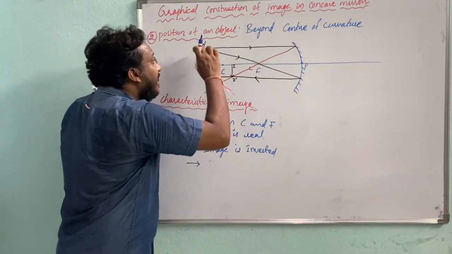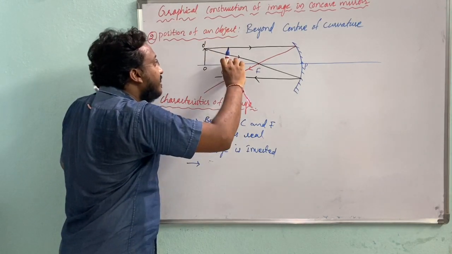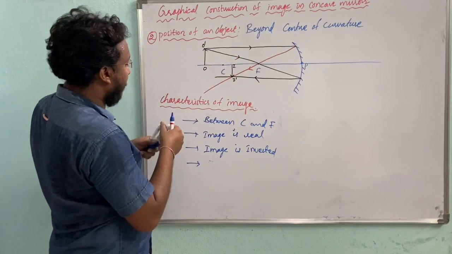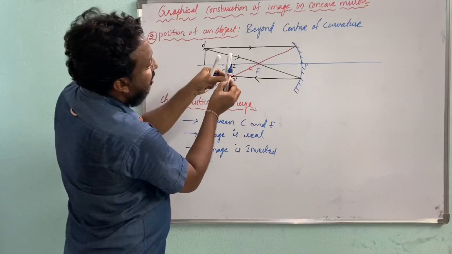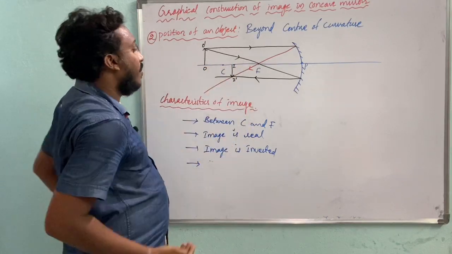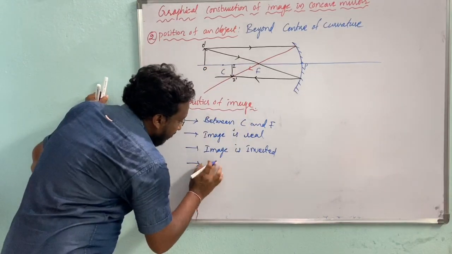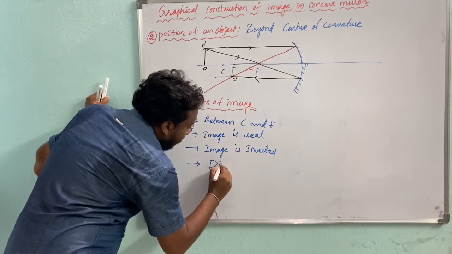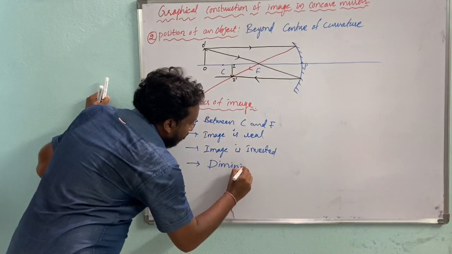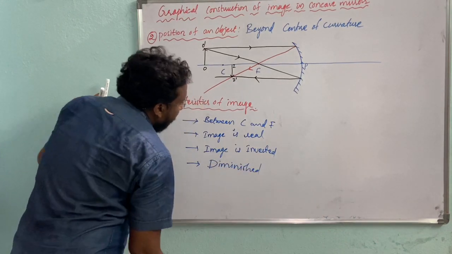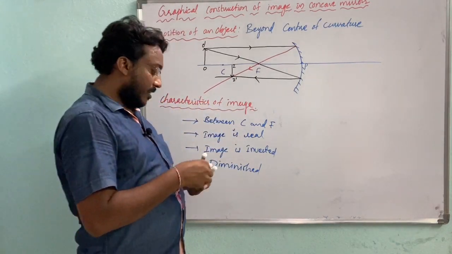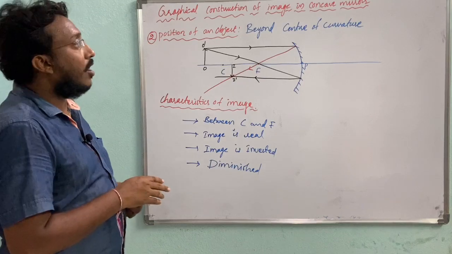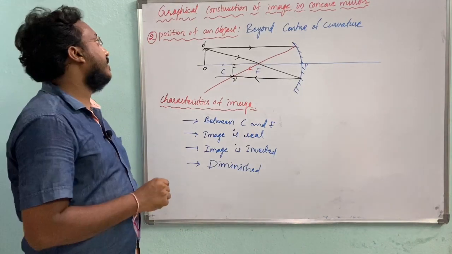Now what is the size? Compare the sizes of the image. See, the size is less, no? So that's why we will write diminished. Diminished in the sense smaller than the object. The size of the image is smaller than the object. This is the second case. Right?